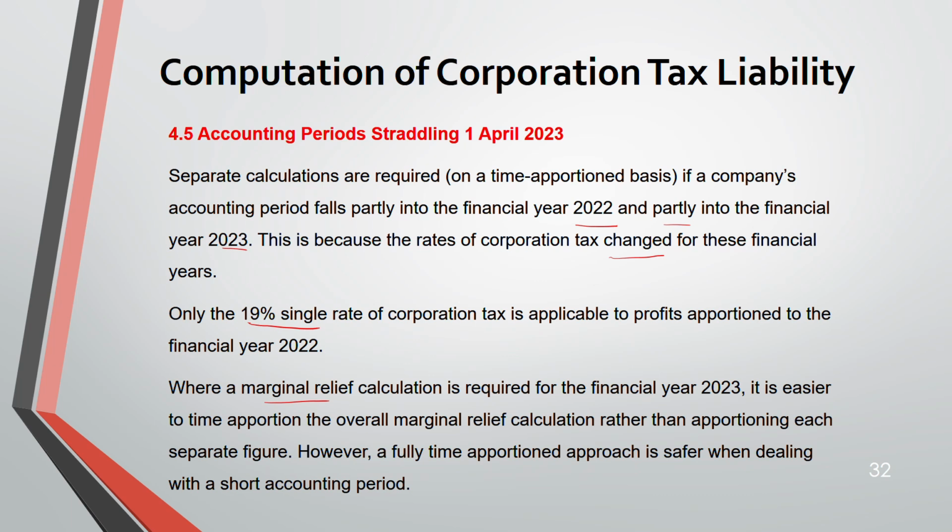So it is easier to time apportion the overall marginal relief calculation rather than apportioning each separate figure. What are they saying? Rather than apportioning each figure separately, apportion only one figure, that is your marginal relief. Time apportion the marginal relief. However, a fully time apportioned approach is safer when you're dealing with a short accounting period.